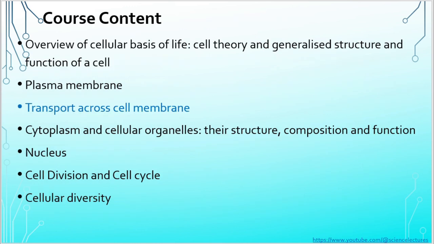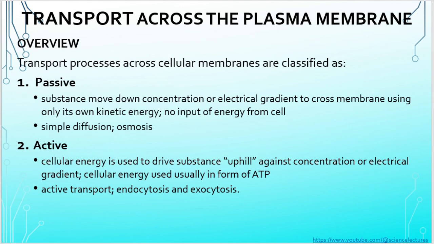So the overview of the plasma membrane now brings us to transport across the cell membrane. Transport of materials across the plasma membrane is essential to the life of a cell. Certain substances must move into the cell to support metabolic reactions. Other substances that have been produced by the cell for export or as cellular waste products must move out of the cell.